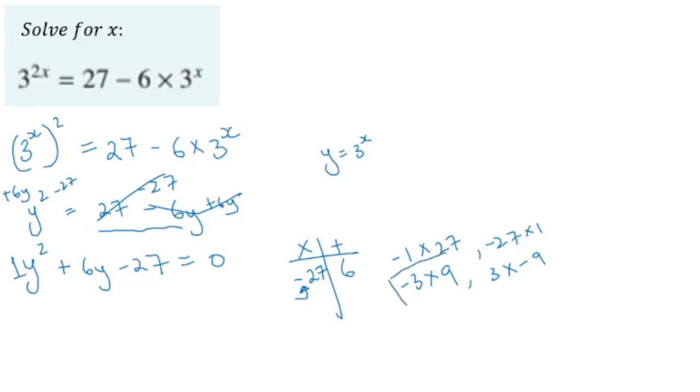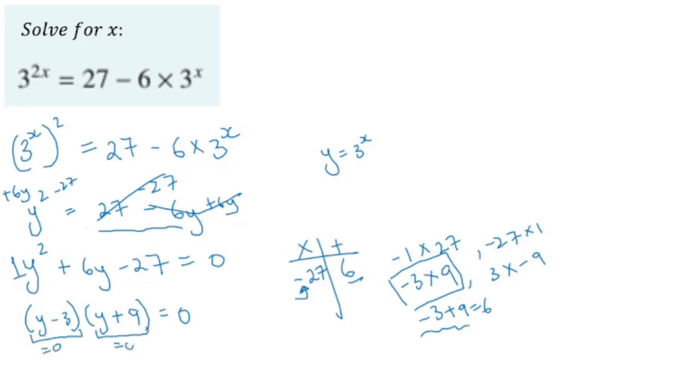Now we can see here that negative 3 plus 9 gives us 6. So these are the two numbers we're going to put inside our brackets. So this will become y minus 3 and y plus 9, and this equals 0. Now using the null factor law, we know either this equals 0 or this equals 0. That's because anything times 0 equals 0. So one of the brackets has to equal 0.